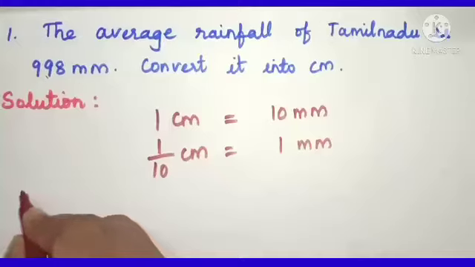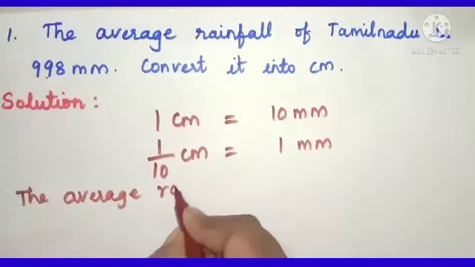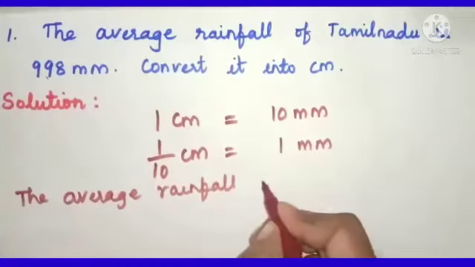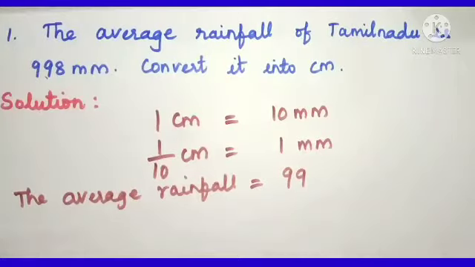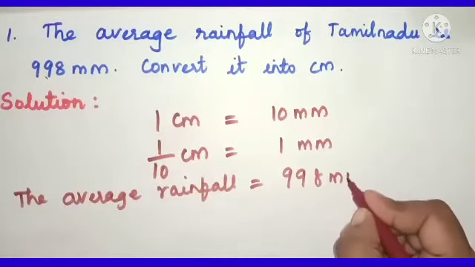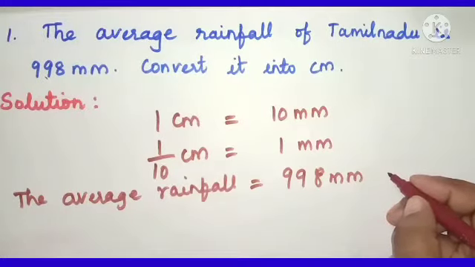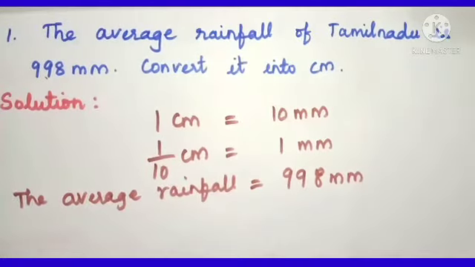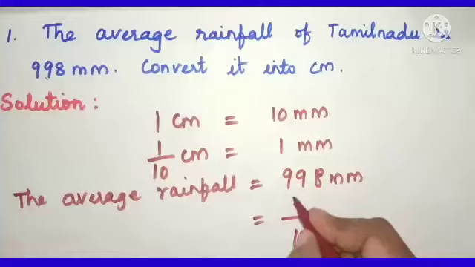Now the average rainfall is equal to, it is given that, 998 millimeters. Now we need to convert millimeter into centimeter, lowest to highest. So what we have to do? Yes, we need to divide by 10.